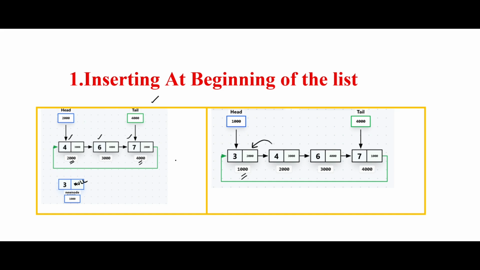Okay, and one more thing we have to do. Previously the last node contains the address of element 4, but now element 3 is the first element, and its address is 1000. So here also we have to make changes. That means the last node's next will be the first node's address, that is 1000. So it is pointing to the 3. Okay, so this is the concept I explained through the diagram. Now next we will see the coding part for this case.